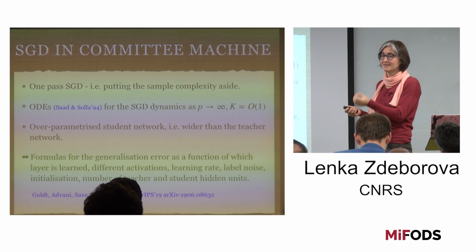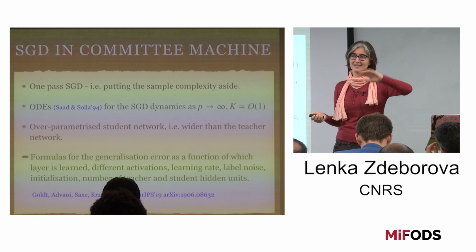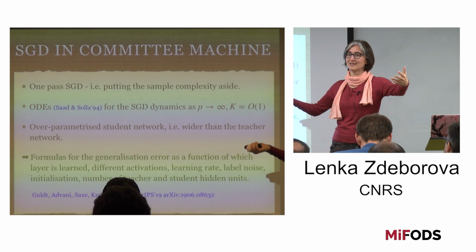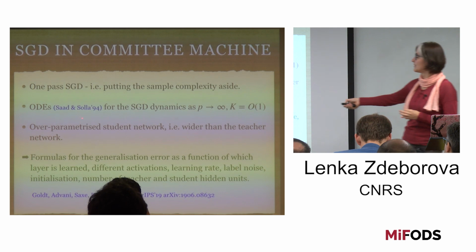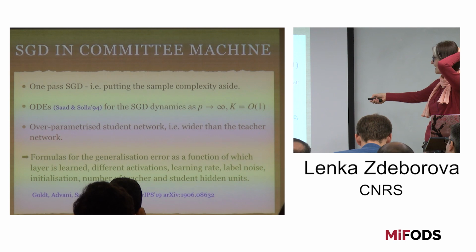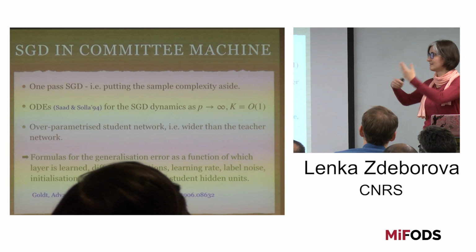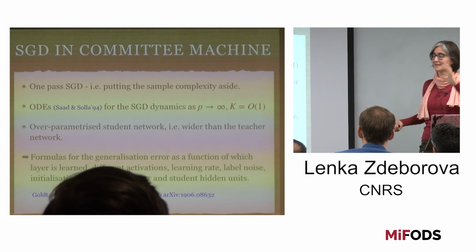If I think of one-pass stochastic gradient descent, I'm completely sacrificing the sample complexity. I'm just taking one sample by one, and I have an infinite pool of samples if I need to. And in this setting, again going back to a series of works by Saad and Solla and other physics people in the 90s, we can write a closed set of ODEs already in the high dimension limit, but still the number of hidden units needs to be order one once that limit is taken.